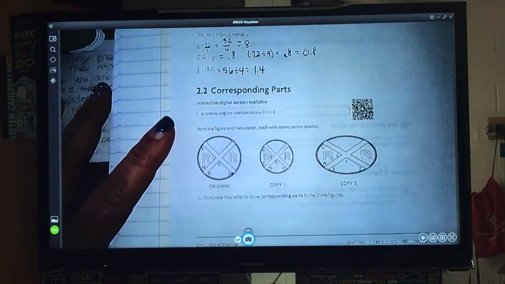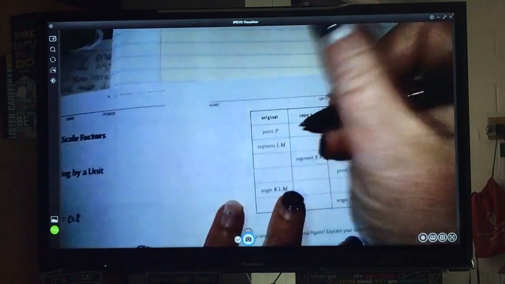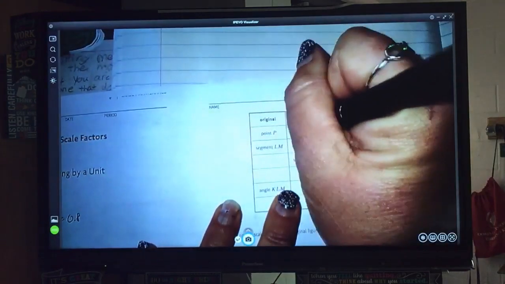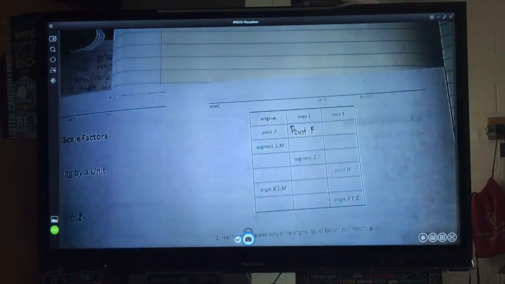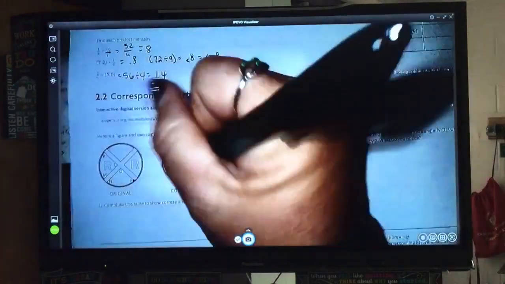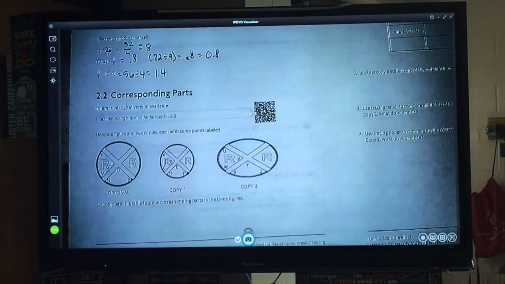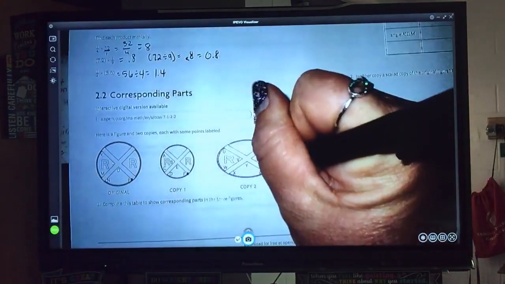So for copy 1, where's the exact same point on copy 1? Point F. And then on copy 2, where's that exact same point? So this was the same point, so where's the exact same point on copy 2? Mason? Point B. Okay?